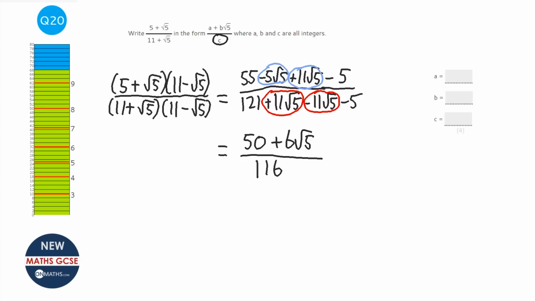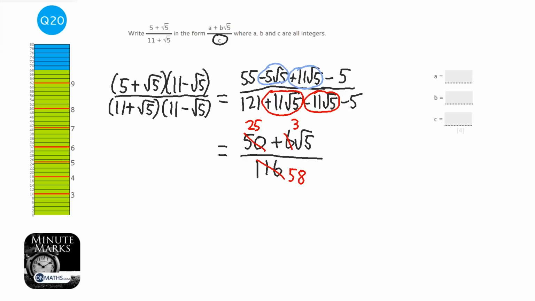Okay, can I do anything else with this? Well, I don't think there's something that's in 56 and 116 apart from 2, so we can halve all of those, so that becomes 25, that becomes 3, and that becomes 58. Now the 3 doesn't go into 25, so we can't cancel it any further. So it's going to be 25 for A. B is the coefficient of the root, so it's going to be 3, and the bottom number is 58.